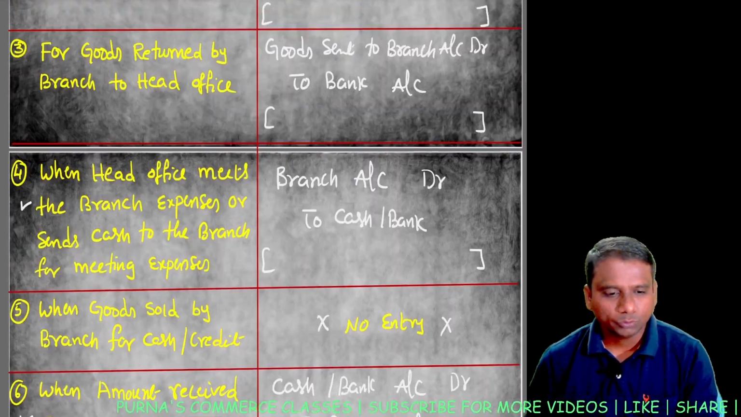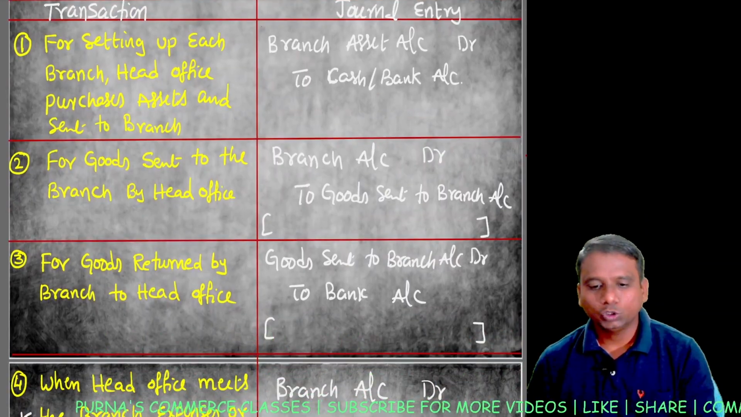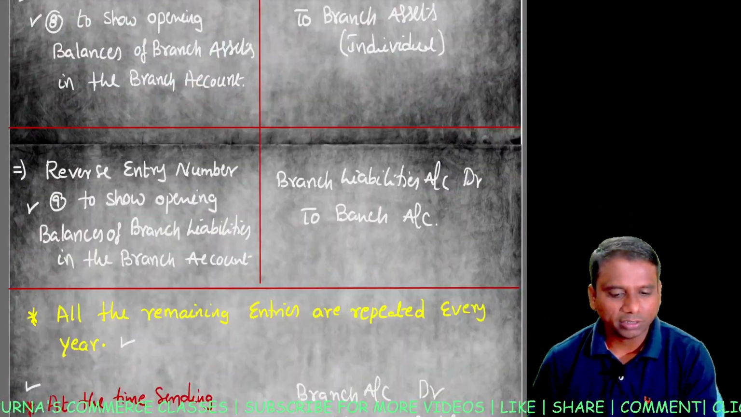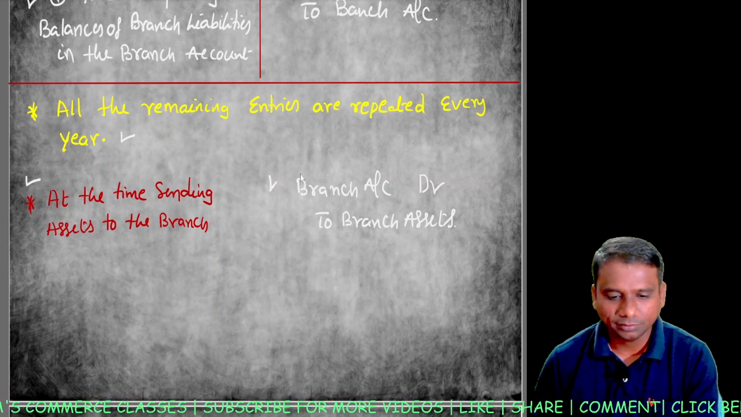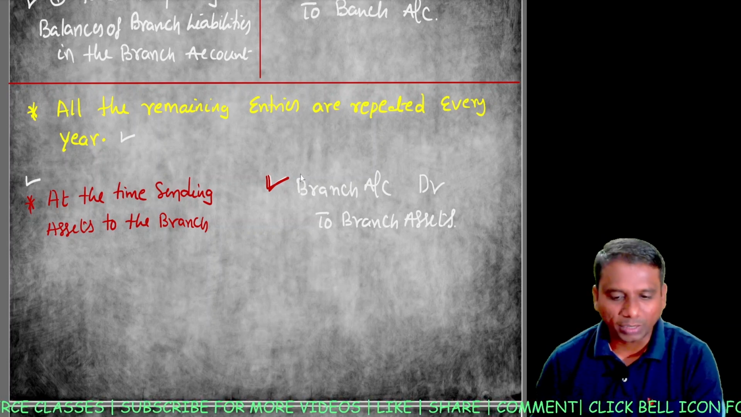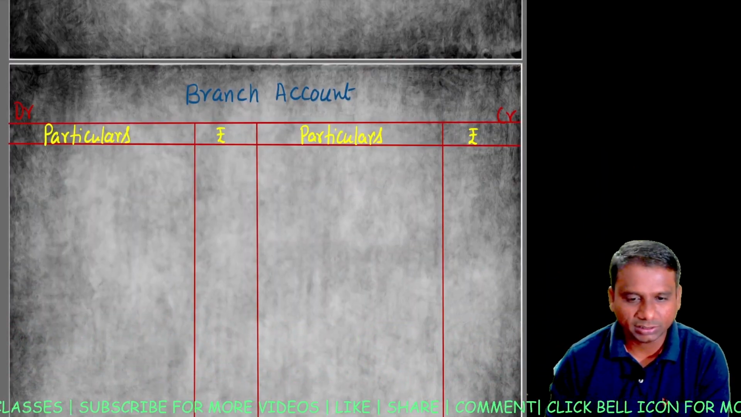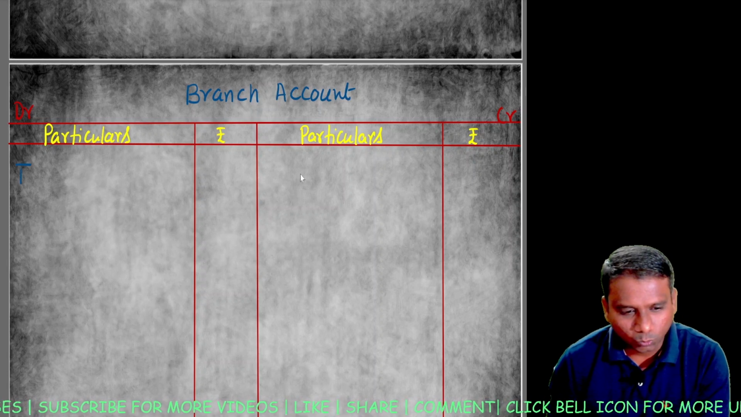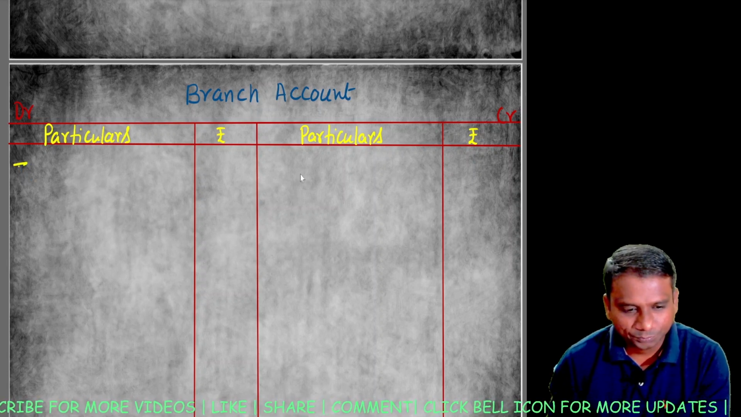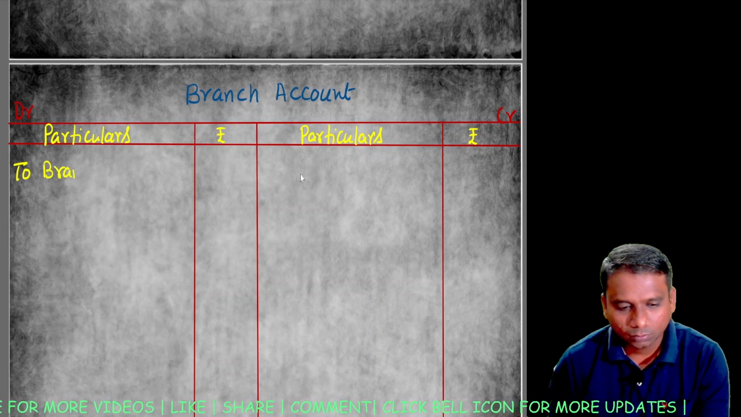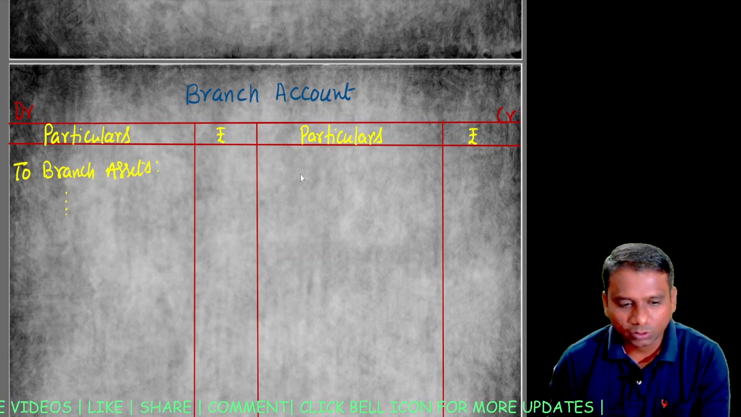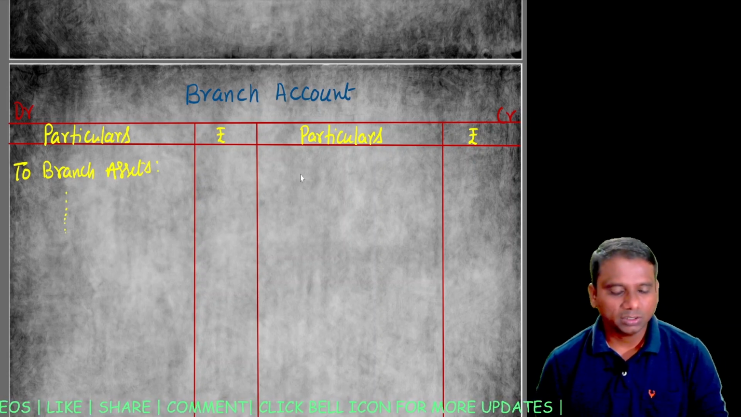No. So the first entry is branch asset to cash. After this we immediately record this entry, which I have written at the end. Look at this entry: branch account debit to branch assets account. Here you can write the items one by one.